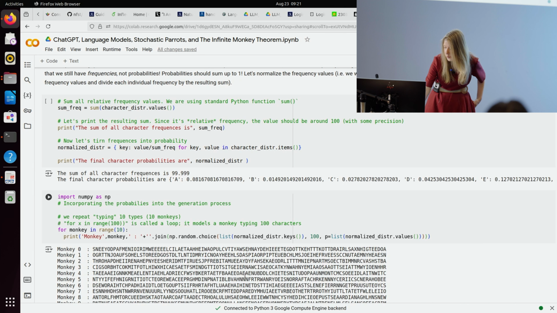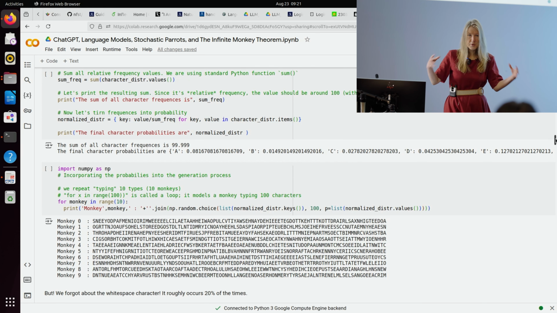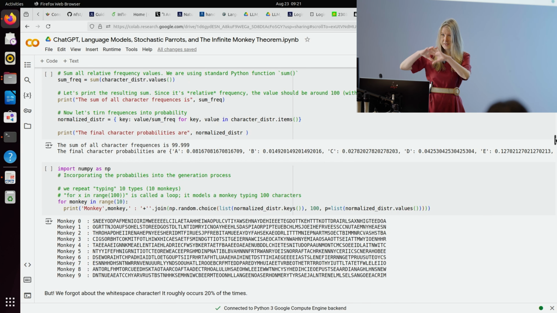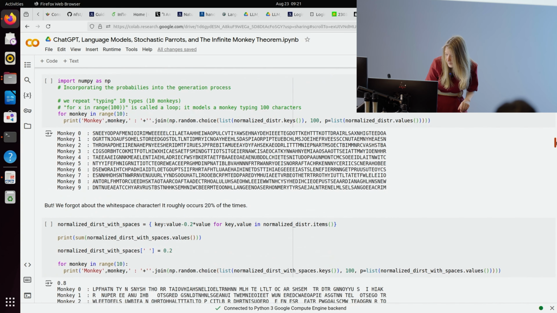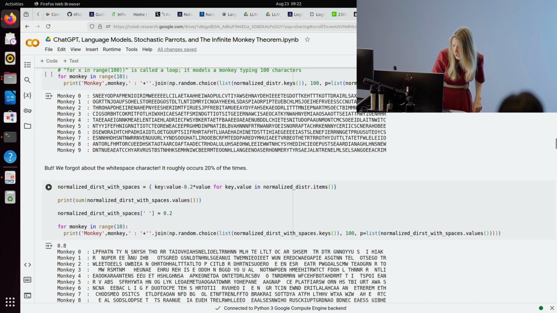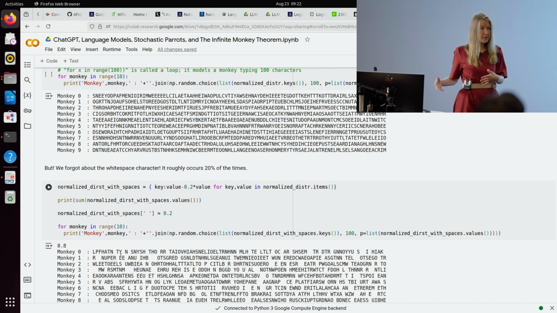So we need to incorporate the white space. According to the statistics, white space appears 20% of the time, so 20% of the time we will generate the white space. How do we incorporate that into our probability distribution of characters? We take this 20% out of these probabilities, assign it to the white space, and adjust the rest of the probabilities. So now we are generating these characters with the white space. In 20% of cases, we'll generate the white space.